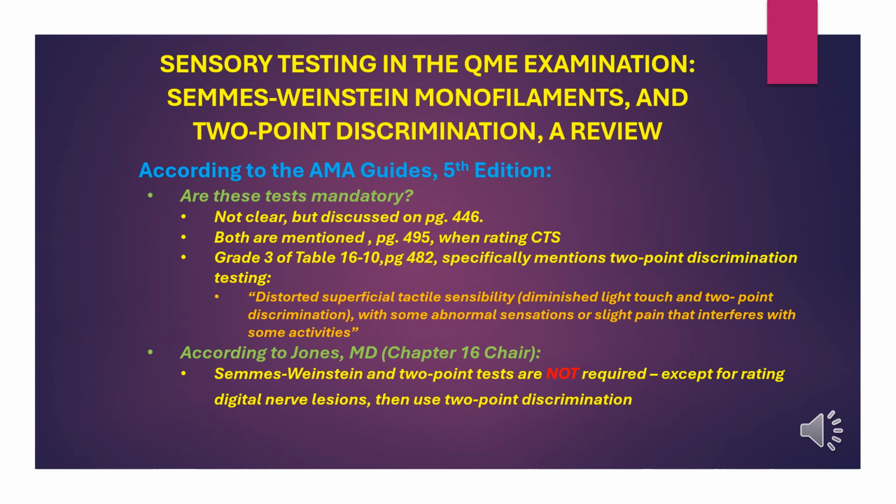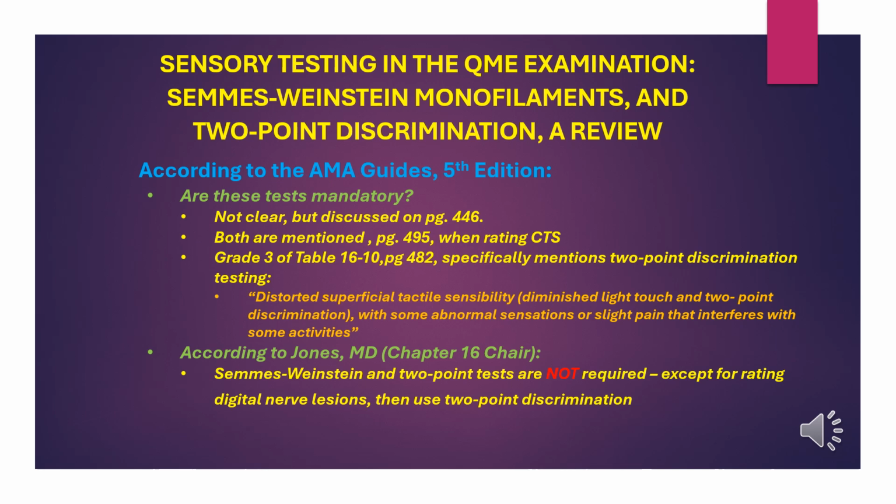However, on page 495, the Semmes-Weinstein monofilament test is specifically mentioned, along with 2-point discrimination testing, when rating for carpal tunnel syndrome. It appears that at least when rating for carpal tunnel syndrome, Chapter 16, the upper extremities, requires that both the Semmes-Weinstein monofilament test and the 2-point discrimination test be performed.